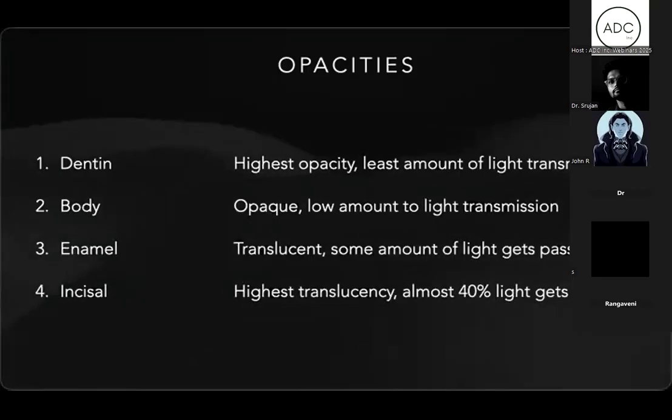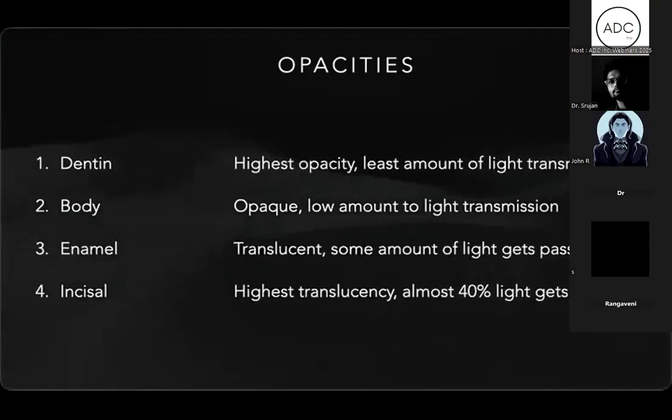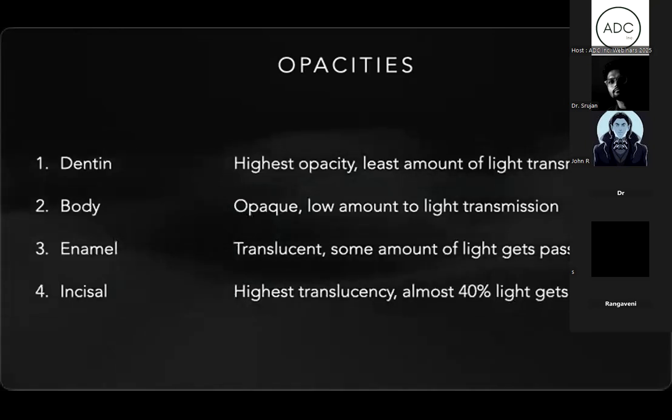Enamel is going to be translucent. A significant amount of light is going to pass through it compared to dentine and body, whereas incisal is going to show the highest translucency. When you look at the composite, for example, Transopal, its incisal shade you get from Ivoclar, it shows about 45%. 45% of the light gets passed through it. That's almost half of the light.